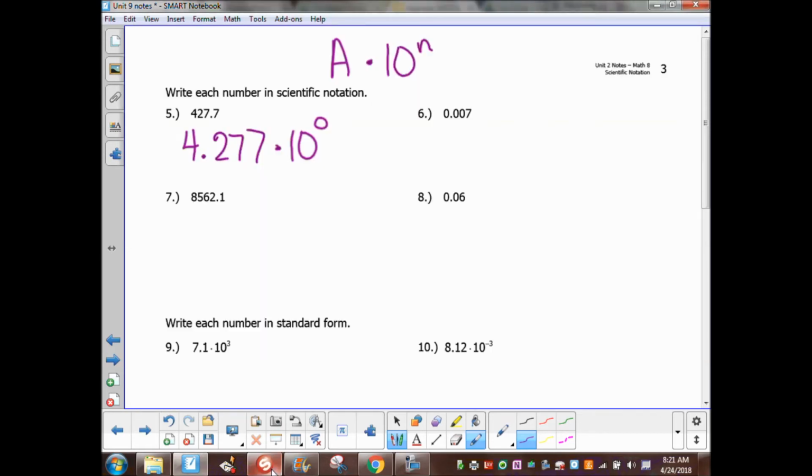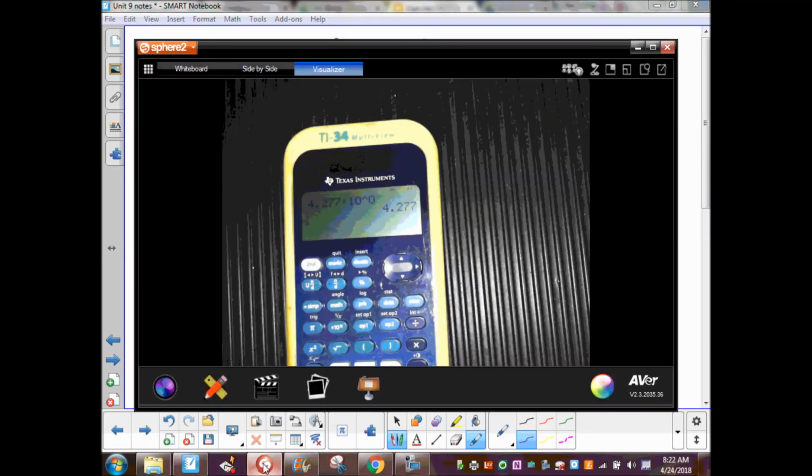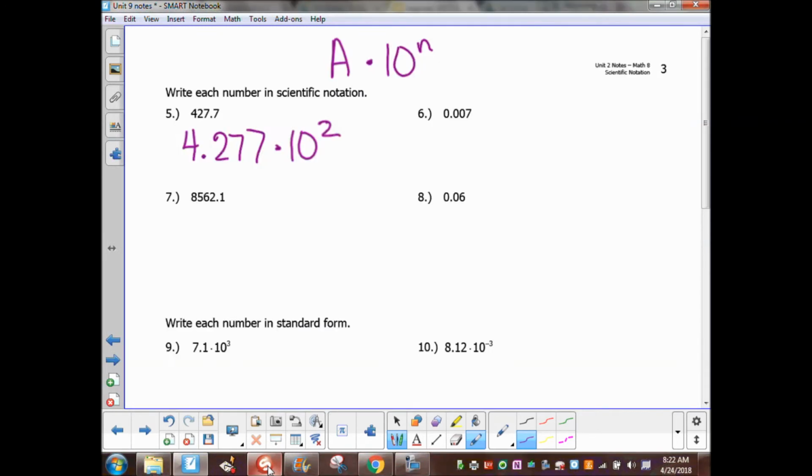Anna, what do you think? We want to change that exponent to the second power. Let's see. So now type in what we changed, and does that equal the problem that was given to us? So 4.277 times 10 to the second power, that equals the problem that was given to us. Okay? All right. What about number 6?